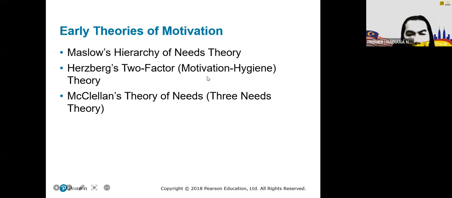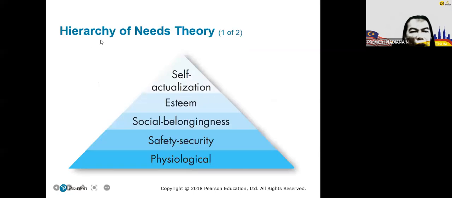The second old theory is the Herzberg two-factor theory, very popular. We call it the motivation-hygiene theory. One side is motivation, one side is hygiene. And number three, McClelland's theory of needs. That is the three-needs theory. This is the figure of the hierarchy of needs theory.